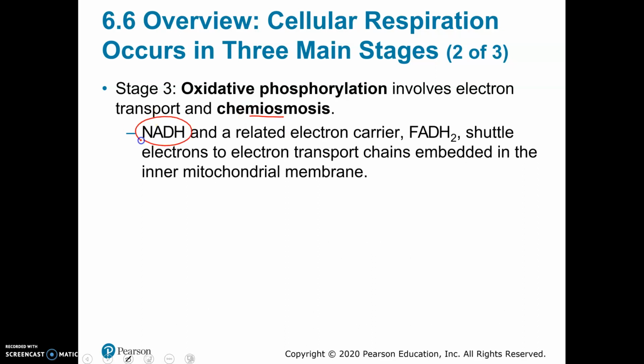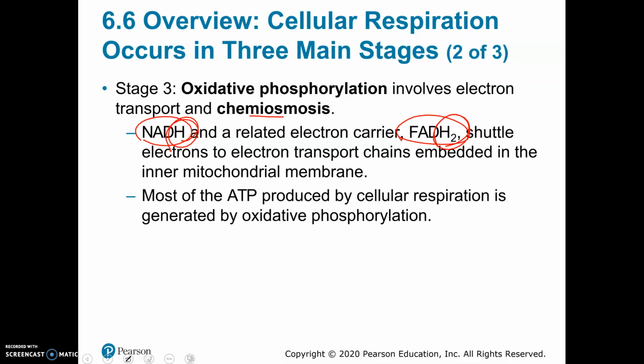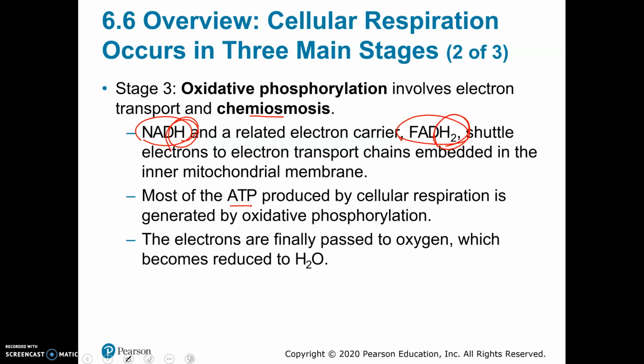These electron carriers, NADH and FADH2, see the H's here? These are all the hydrogens from the glucose. These are going to basically go through a reaction in the mitochondria that's going to generate a majority of the ATP for cell respiration. And it even says that here. Most of the ATP made by cell respiration is going to be made in this third step called oxidative phosphorylation.